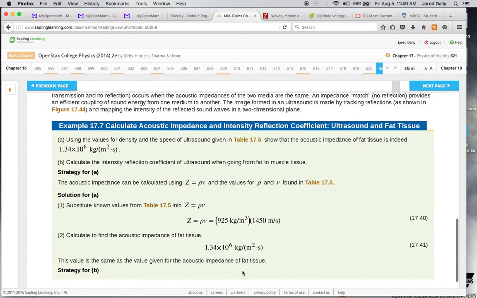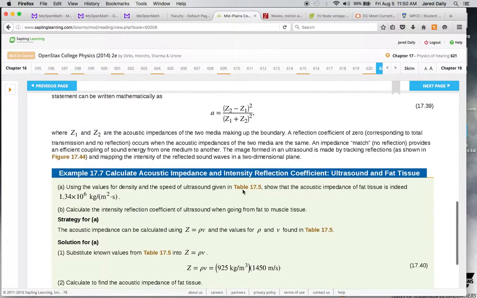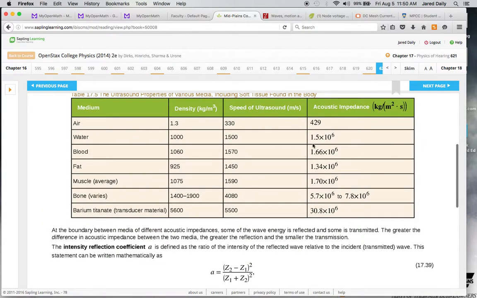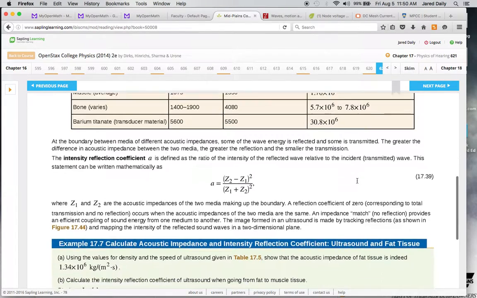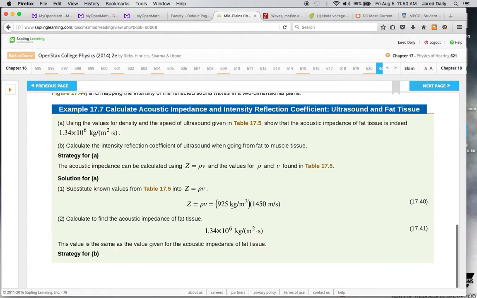They have ultrasound that's going through the fat tissue, and it's going to go from fat to muscle, so it's going to bounce off of muscle tissue. So you look up the Z for the fat tissue and the muscle tissue up here. So here's the fat, 1.34 times 10 to the 6. The muscle is 1.7 times 10 to the 6. You plug those two numbers into this equation, and you're going to be able to calculate something.